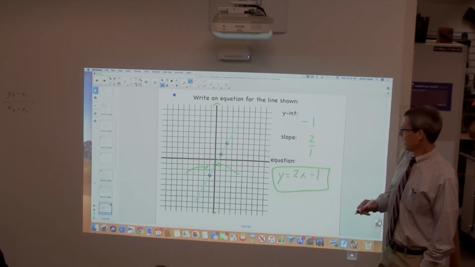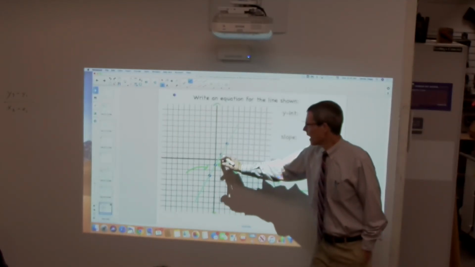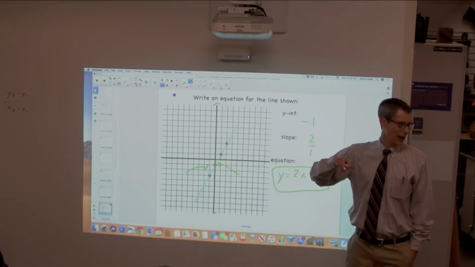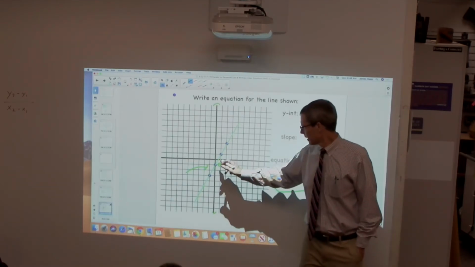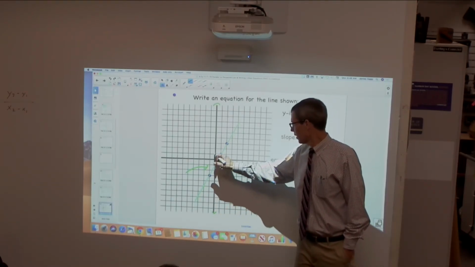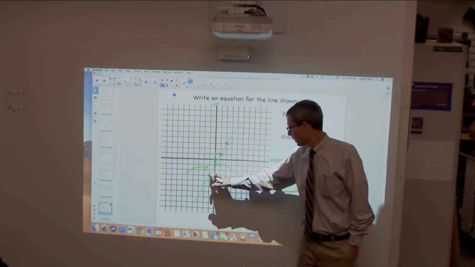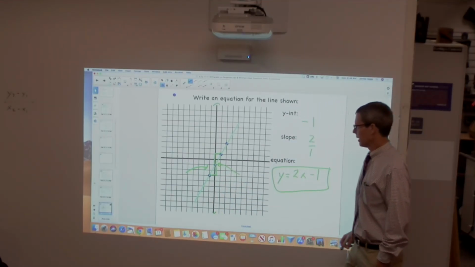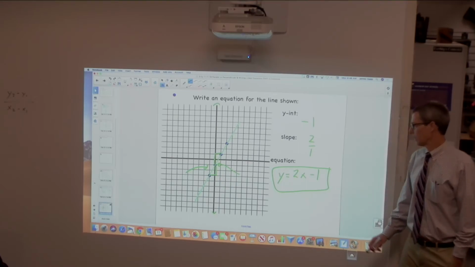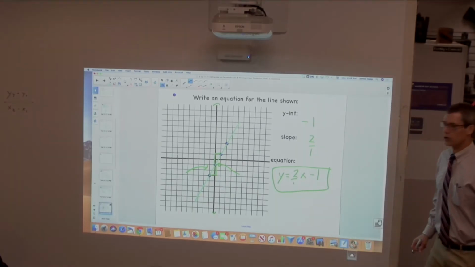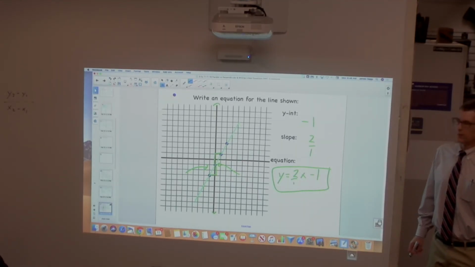Great name. And then the slope from dot to dot, I had to go up 1 over 2. Or you could think of it as going right 1, up 2. As long as you did, you could write 2 over 1, rise over run, and either way is fine.